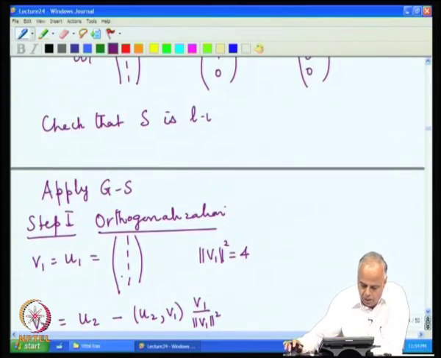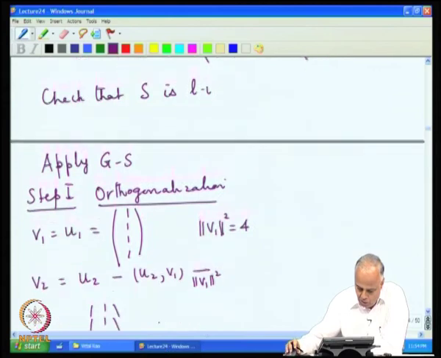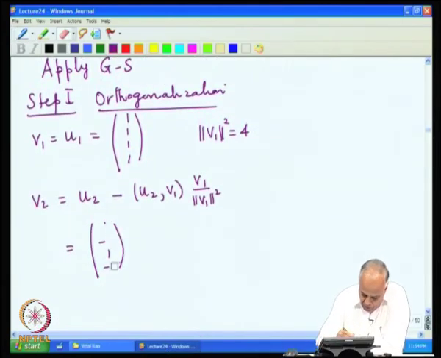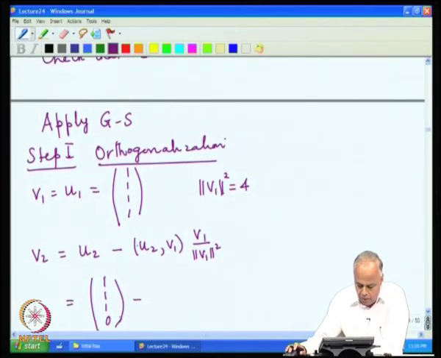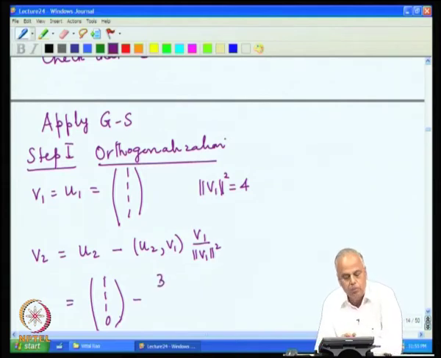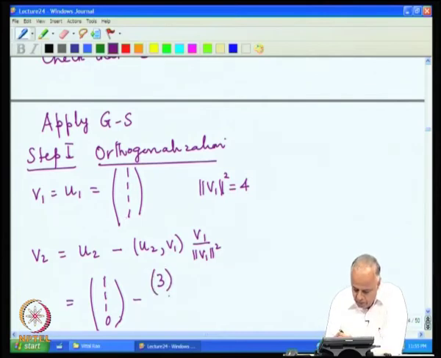Let us substitute the correct values. Recall that u2 was 1, 1, 1, 0. So, V2 is u2, which is 1, 1, 1, 0, minus the inner product of u2 with V1. We get 1 into 1 plus 1 into 1 plus 1 into 1 plus 0 into 1, so that is 3. That is divided by the norm of V1 squared, which is 4, into V1, which is 1, 1, 1, 1.